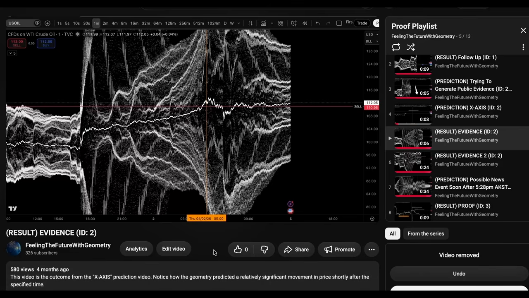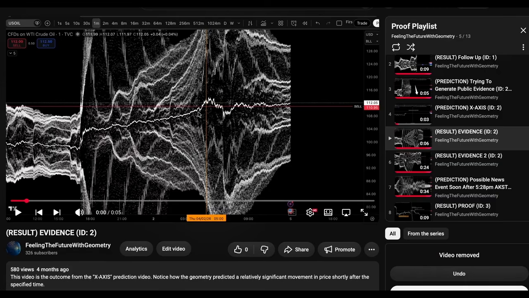Here is what took place soon after the specified time a day prior. We had a noticeable change in price behavior. This is what the geometry is sensitive to. This change in behavior was not associated with any significant event. It was simply trading activity. Let's take a look at the next outcome.